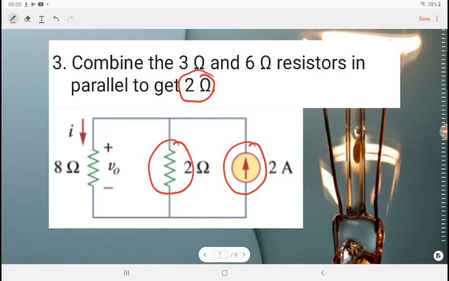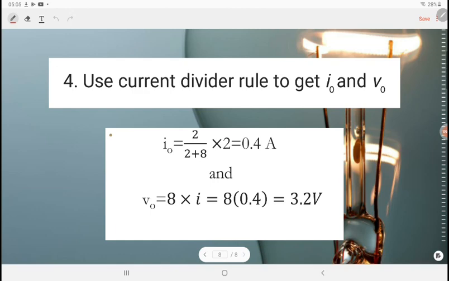Therefore, you can find the value of V naught if we get the value of I naught. The value of I naught can be found using the current divider rule. I naught is equal to 2 divided by 2 plus 8, times the current source. Therefore, the I naught value is 0.4 ampere.